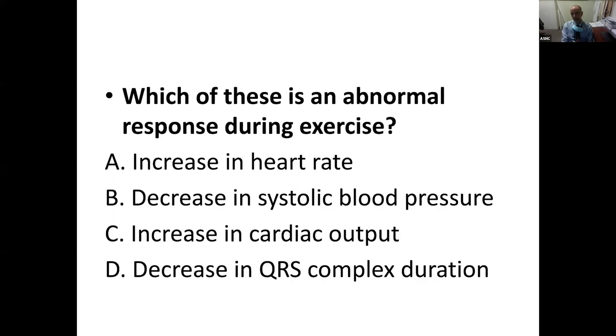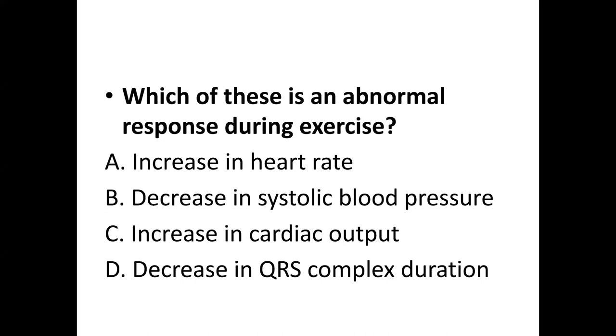So I'd like to start with polling the audience here. Which of these is an abnormal response during exercise? And you can just put your responses in the chat box here. Increase in heart rate, as in A; B, decrease in systolic blood pressure; increase in cardiac output, as in C; and D, decrease in QRS complex duration.